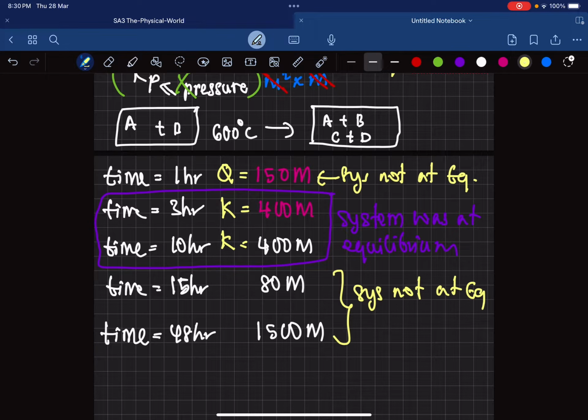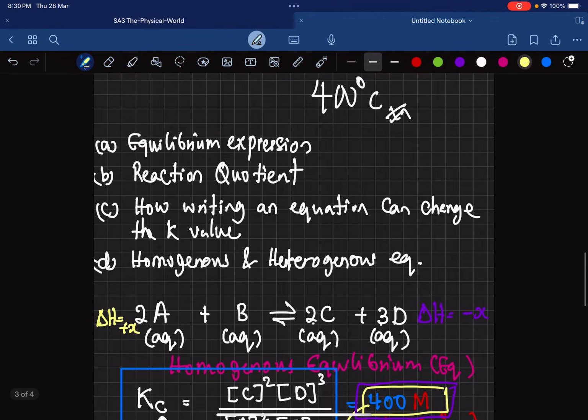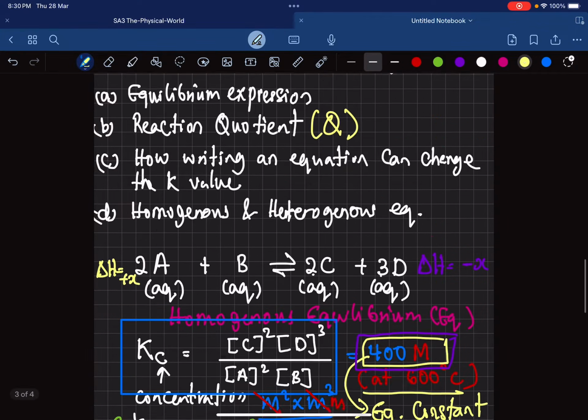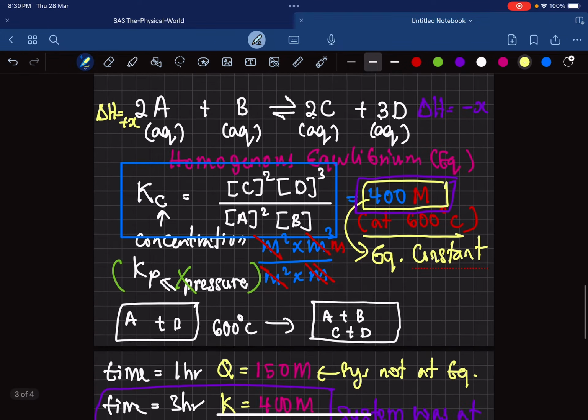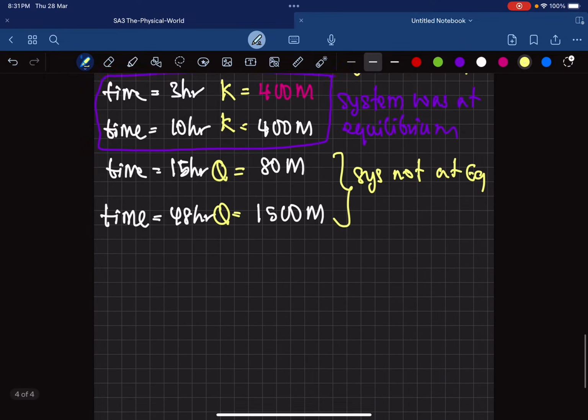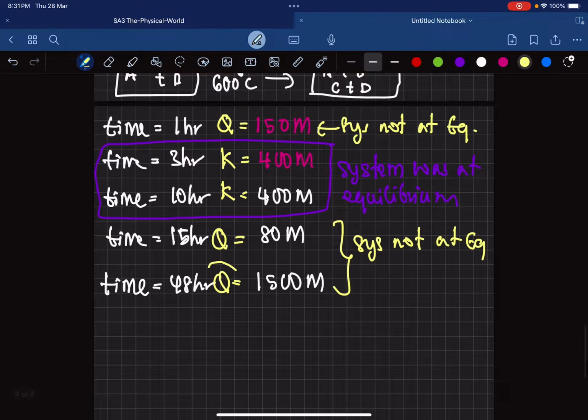We call this Q whenever the value is not the same as the equilibrium constant. Q is called the reaction quotient. The formula for the equilibrium constant and the reaction quotient is exactly the same. Only if the system is at equilibrium do we use the symbol K. But if the system is not at equilibrium, then we use the symbol Q. I hope you understand that.